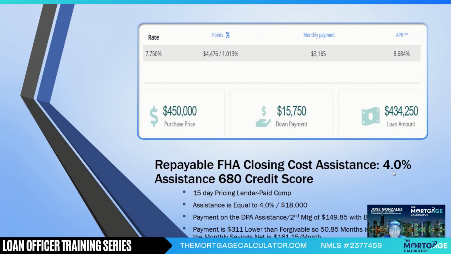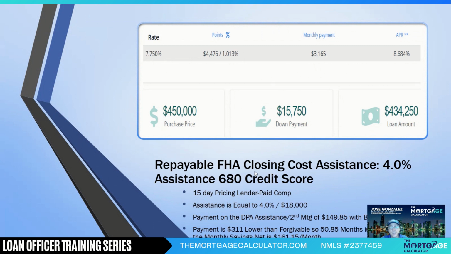And then in our last example here, we're looking at repayable FHA closing cost assistance. Wow, that's an alphabet soup there, right? And in this case, I picked the 4% closing cost assistance example with a 680 credit score, right? It's again 680 is the credit score at which there are no adjustments. You can go down to a 660 on this program, but I believe there's like a half a point in cost loan level price adjustment if you drop below a 680 down to the minimum of a 660.